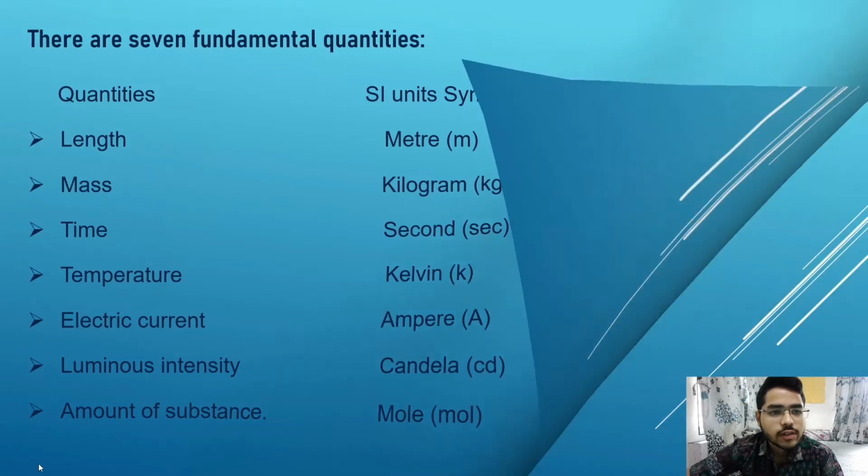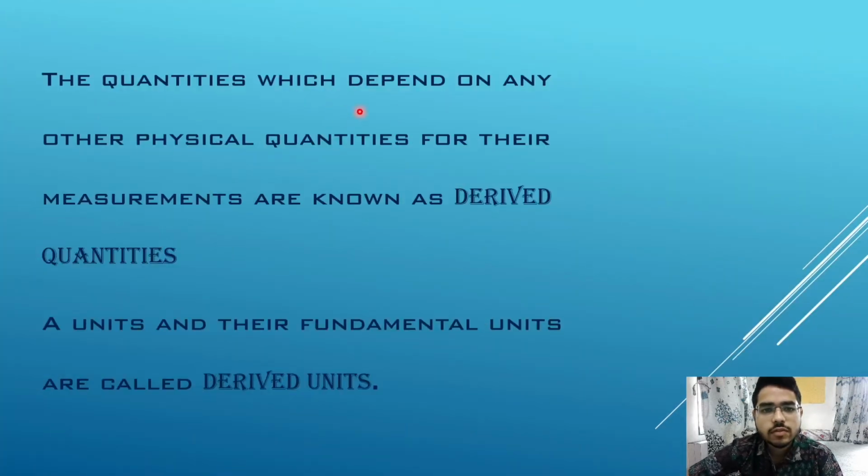So now turning to the next slide. The quantities which depend on other physical quantities for their measurements are known as derived quantities. So besides the fundamental quantities, the other quantities are derived quantities. They need other physical quantities to help measure them, so they are called derived quantities, and the units used for their measurements are called derived units.